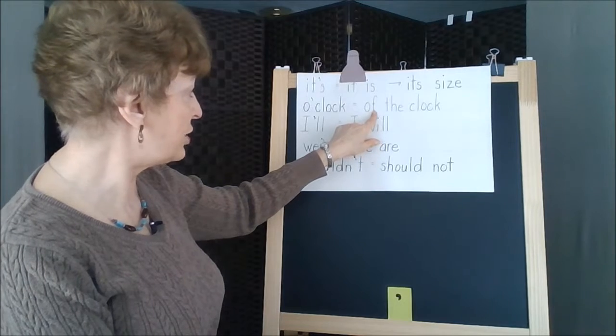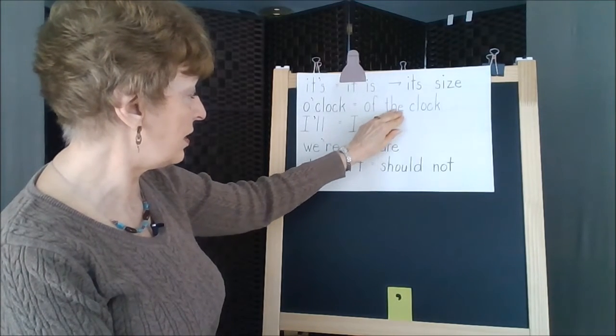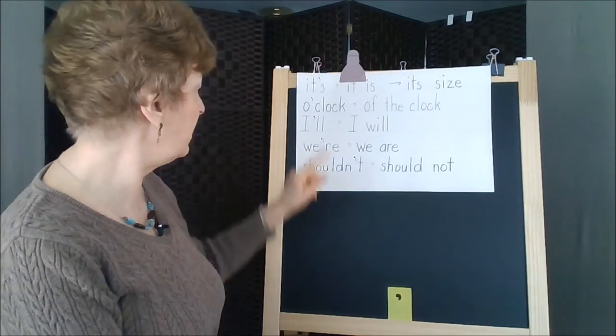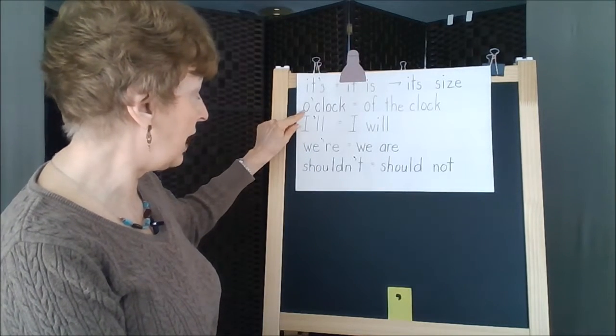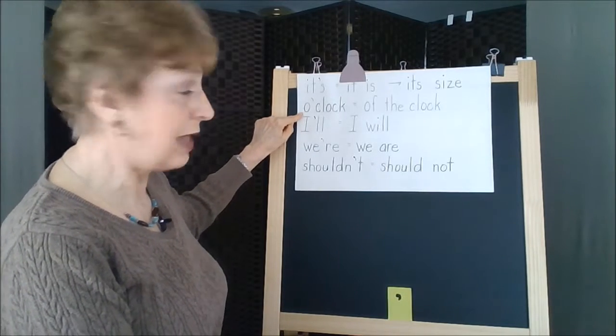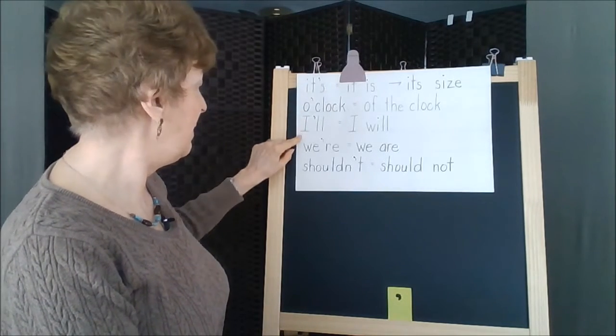The F is not showing and neither is the "the." So 4 letters were taken out and an apostrophe put in. So if you said 4 o'clock, what you're really saying is 4 of the clock. O'clock is much easier, don't you think?